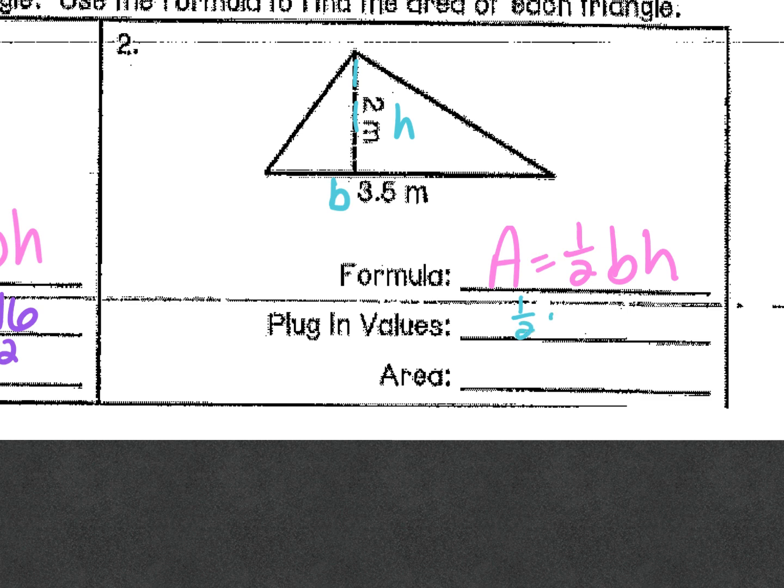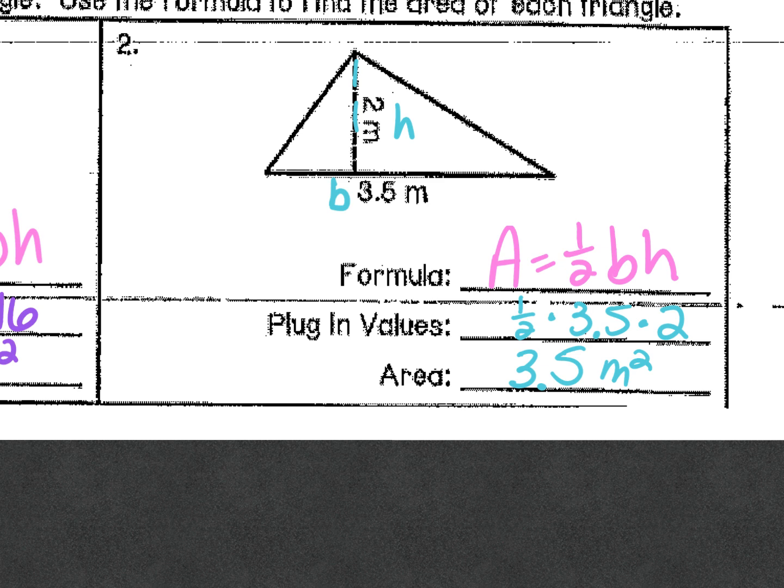1/2 times my base times my height. So 3.5 times 2 is 7. And then half of that is going to be 3.5. And then we're going meters squared.